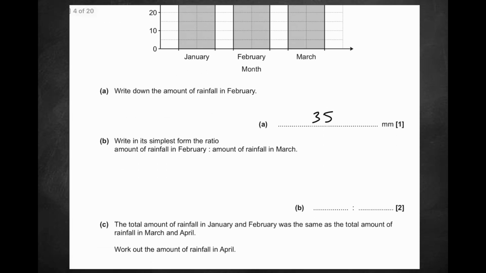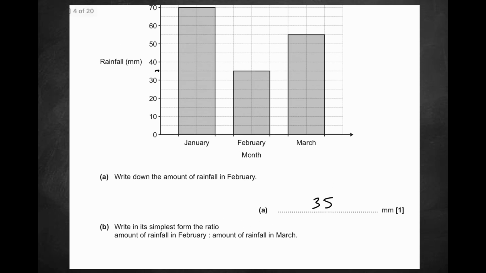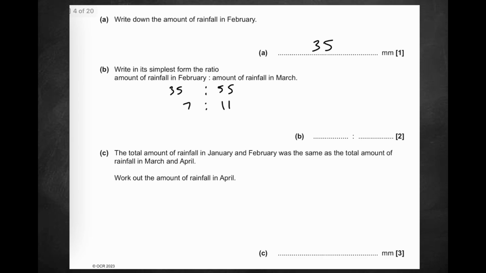Part B. Write in its simplest form the ratio amount of rainfall in February against the amount of rainfall in March. So we already know the rainfall in February is 35. March, let's just follow this across. That is 55, as it's halfway between 50 and 60. We'll divide both sides by 5, and we get 7 compared to 11. And 7 and 11 are both prime, so we can't simplify that anymore, and that is our answer.